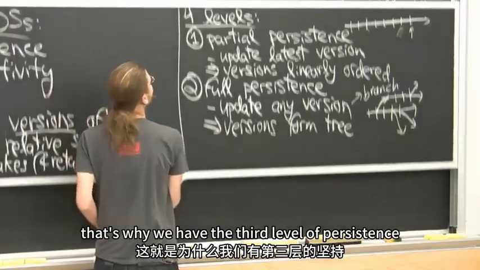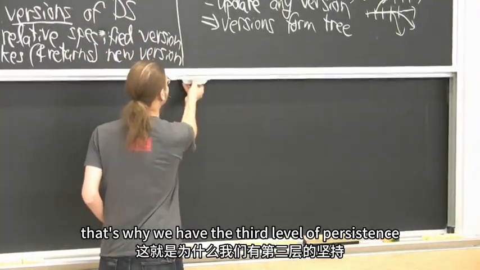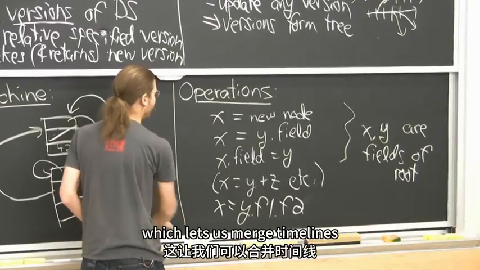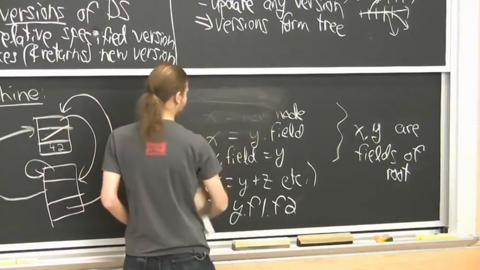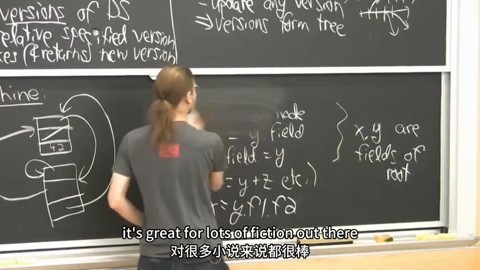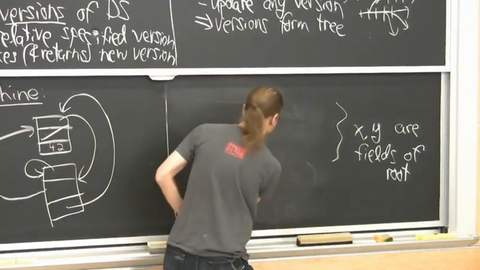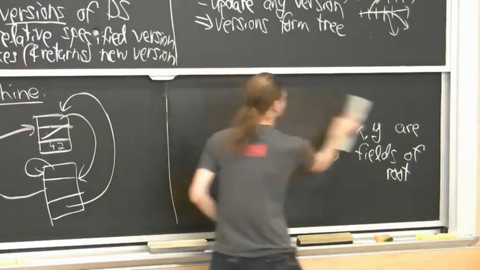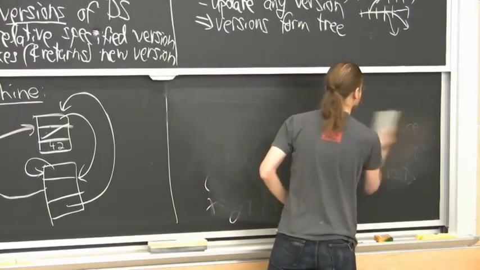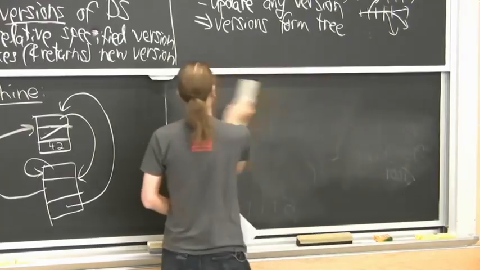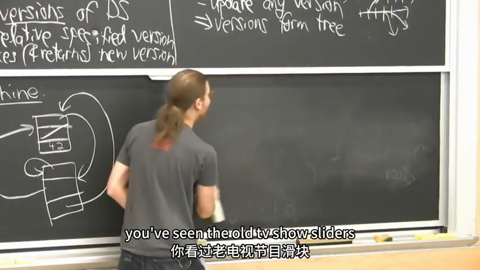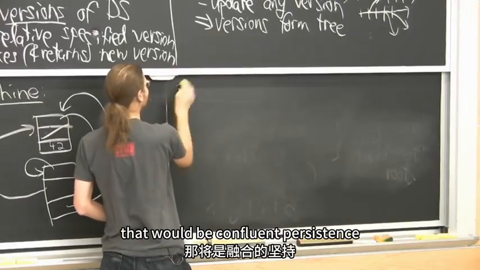That's why we have the third level of persistence, which lets us merge timelines. It's great for lots of fiction out there. If you've seen the old TV show Sliders, that would be confluent persistence.